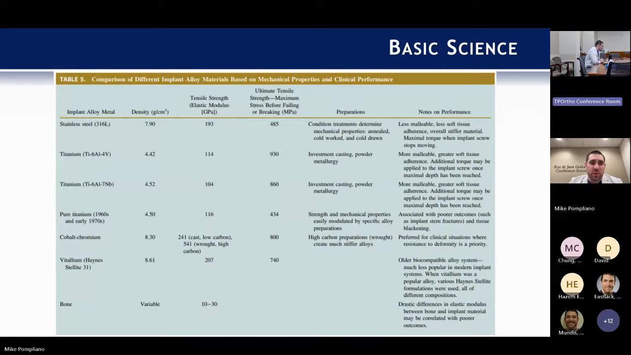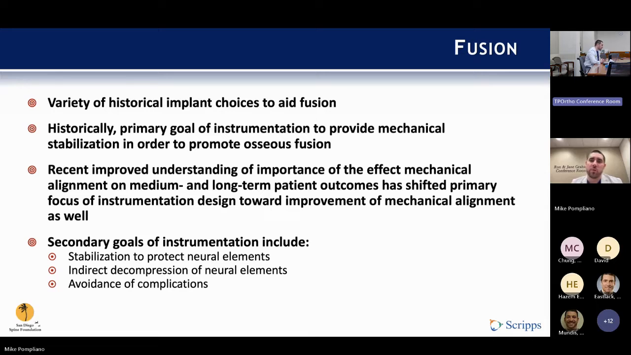There's a table that looks at some of the different properties of various materials we'll talk about, the big ones being stainless steel, titanium, and cobalt chromium. It's important to note that stainless steel and cobalt chromium, like I mentioned, are less malleable and really used, especially cobalt chromium, especially in deformity, when you want to maintain stiffness of your construct without any deformity of the alignment. And then titanium is much more malleable and PEEK even more so.